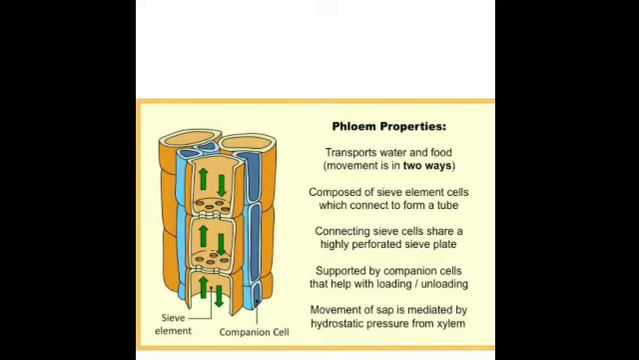So what are the various functions? They transport food prepared by the leaves to other parts of the plant, and the food is transported in both directions, that is upwards and downwards. And the phloem fibers give mechanical strength to the plant. Phloem parenchyma stores the food.